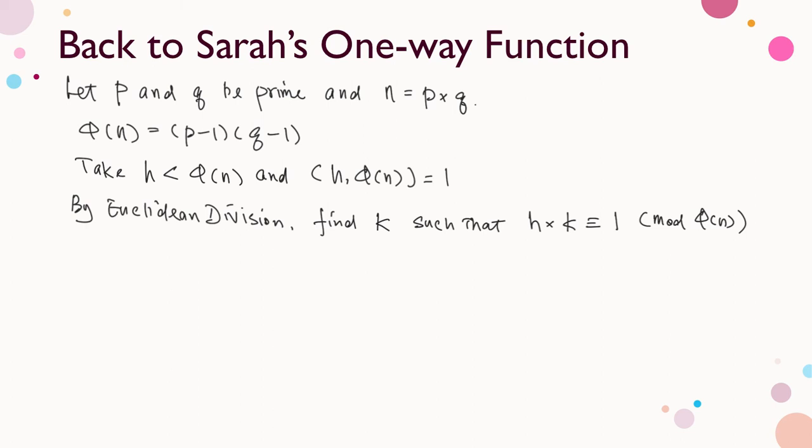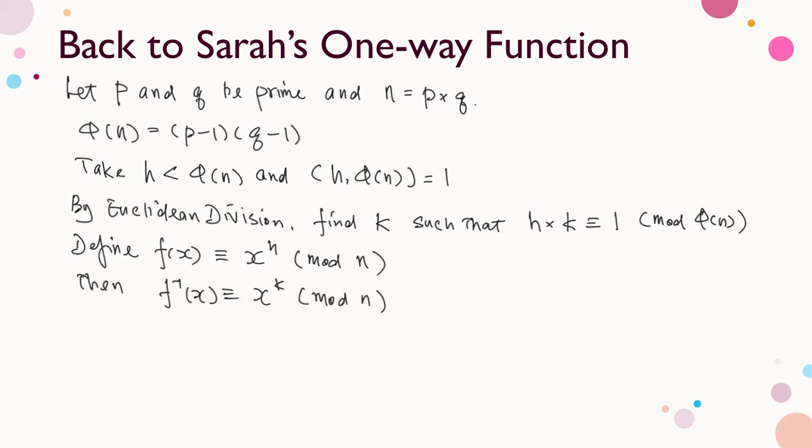Now, define the one-way function. Let f of x be congruent to x to the power h mod n. Then its inverse is x to the power k mod n. Why is the inverse function given by x to the power k? It can be checked by using Euler's theorem. I leave the verification for you as an exercise.